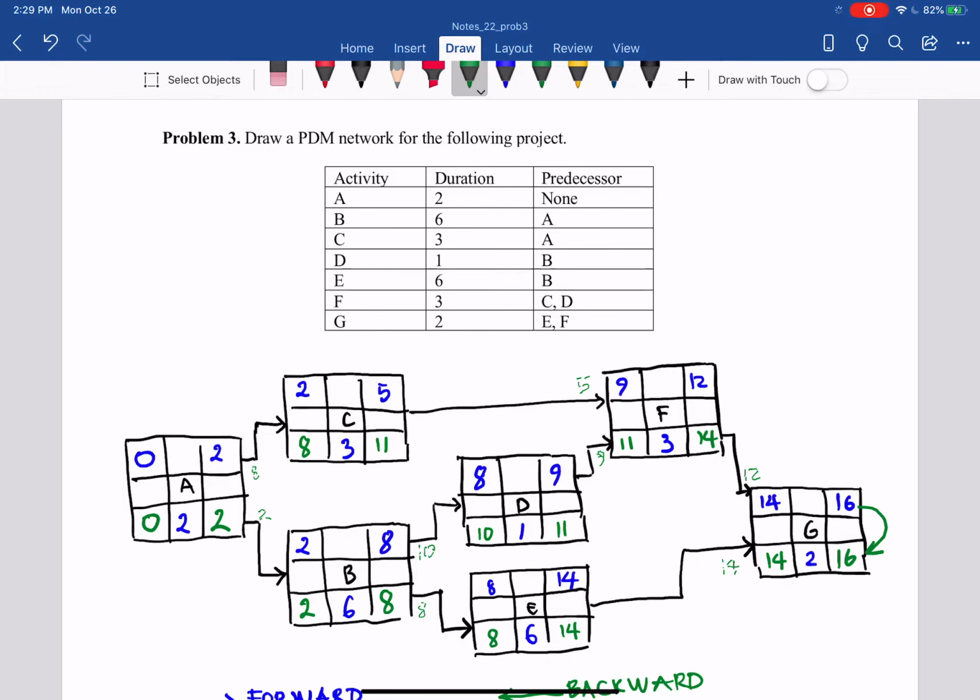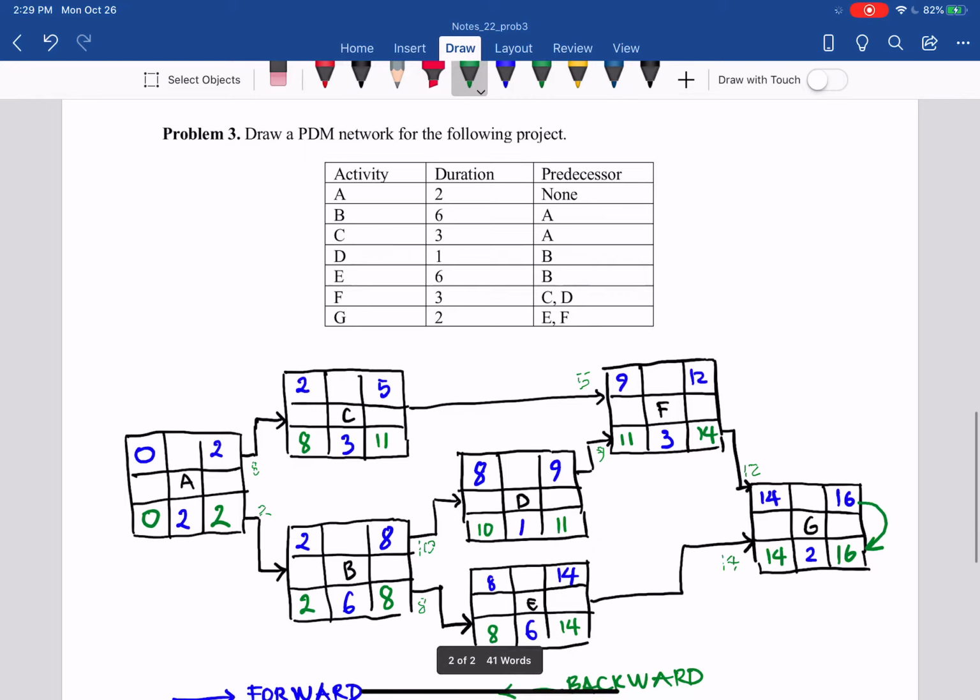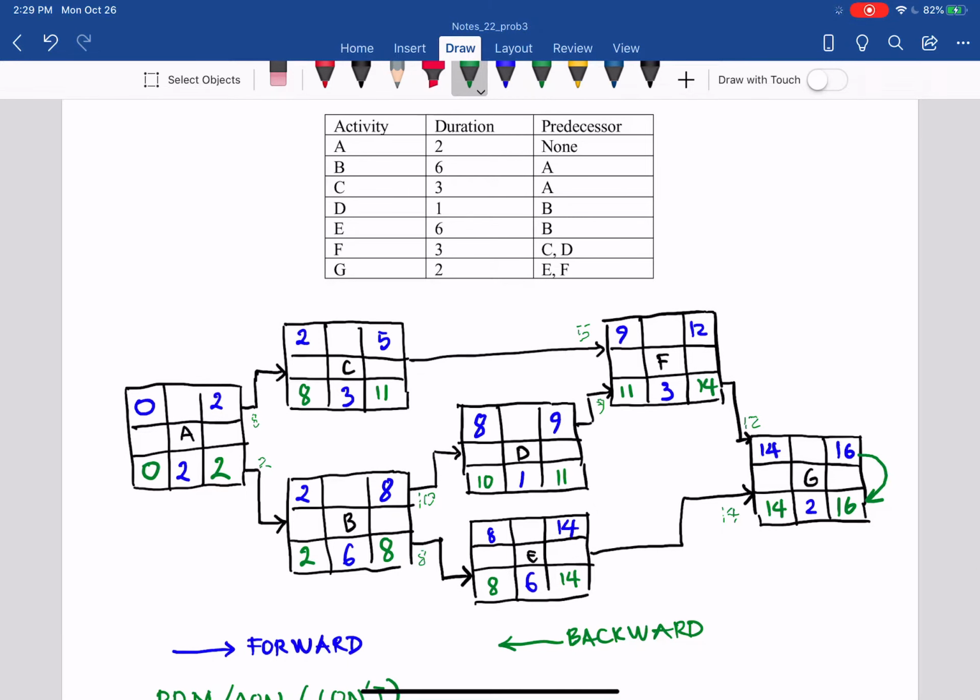Continue problem 3. In the previous portion, we learned how to draw the PDM network for that problem 3 and complete the early start, early finish using the forward pass and late start and late finish using the backward pass. And now we try to complete this problem to determine the total float, free float, and the critical path.